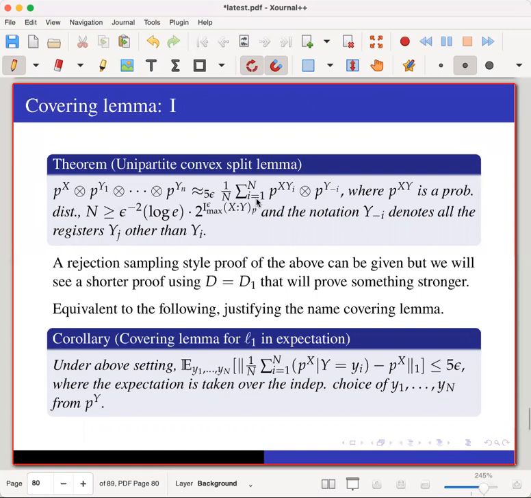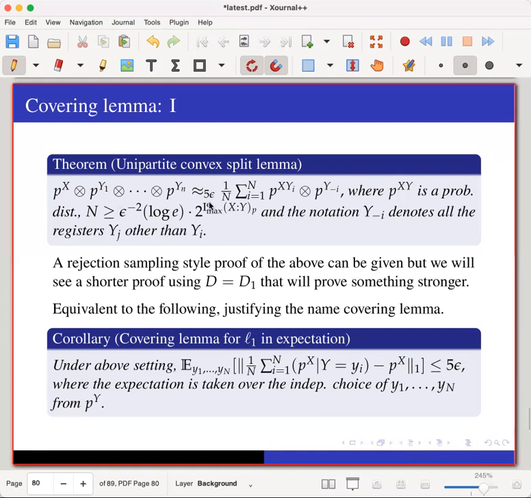An index I is chosen uniformly at random. The ith Yi is correlated to X, and the rest are independent and distributed according to the marginal. It turns out it's 5 epsilon close in L1 distance when n is this large. The notation here is the L1 norm. This is the statement that was proved in 2014 or so, that these are close once n is this large.